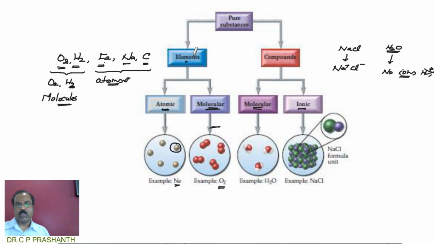So how do we classify elements? Atomic or molecular, based on what these elements are made up of. Compounds, molecular or ionic. So FeS is a compound. It is made up of Fe2 plus ions and S2 minus ions. Therefore, this comes under ionic compound. Let us try to understand more details.